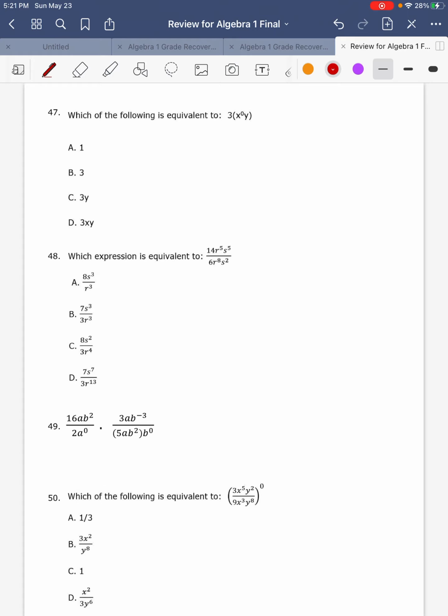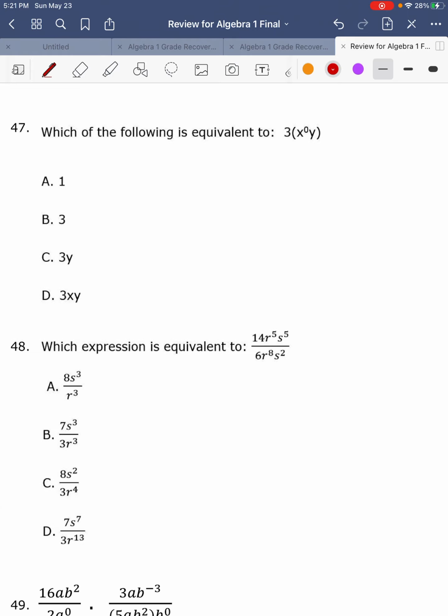All right, exponent rules again. So on 47, we have to see which of these is equivalent. Well, that just means the same. So this really is just going to equal, we can distribute that 3. So 3 times x to the power of 0 times, there's no plus sign there, so it's just going to be a y. And x to the power of 0 is just going to be a 1. So this would really just be 3y. Anything to the power of 0 is 1, which just kind of makes it go away.